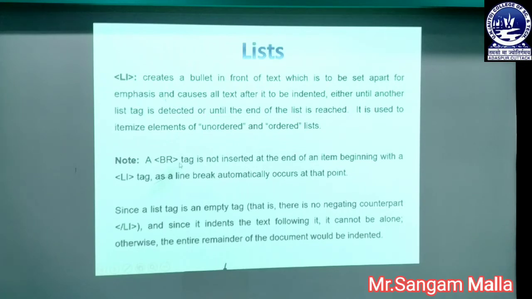But in case of a list, the BR tag is not actually used. Whenever a list tag is encountered, the line automatically breaks to the next line. That means the cursor moves to the next line automatically. So this is the feature of the list tag, that no BR tag can be used or should be used after the li tag.